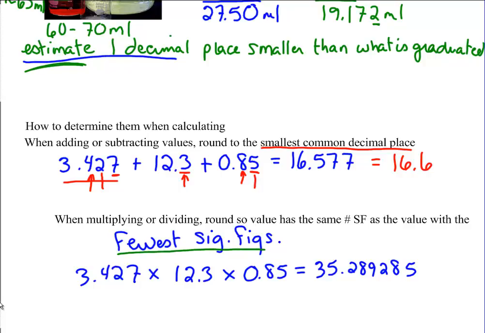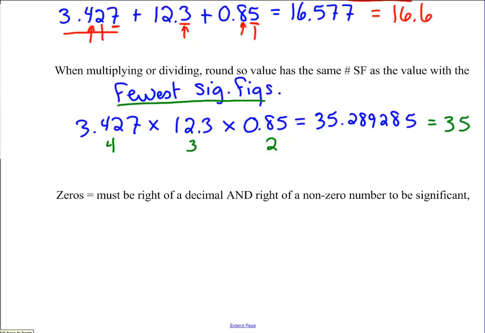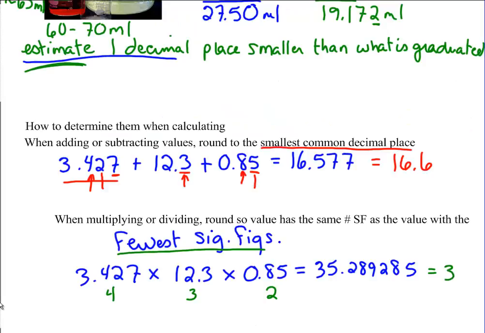Now I'm looking for something that has the fewest sig figs. So that means I have to go back and count how many sig figs each of my values has. This one has 4, this one has 3, this one has 2, because the 0 is a placeholder there, it's not significant. So what that means is I have to round my answer, and I end up with plain old 35.